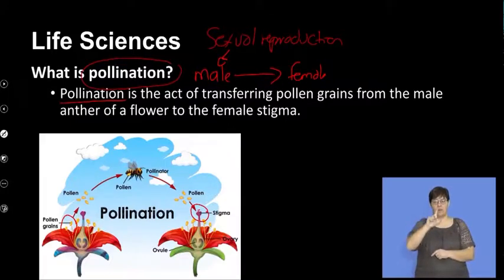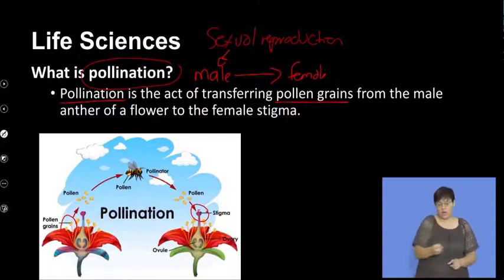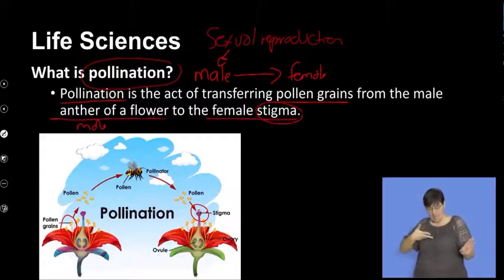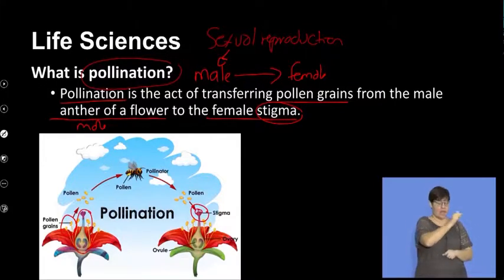So it's the act of transferring pollen grains from the anther, not from flower to flower. Be specific. From the anther, which is the male, of the flower to the female stigma. Don't say female, because this whole structure is the female. And we don't take it to the whole structure. We just take it to the top of that sticky stigma.